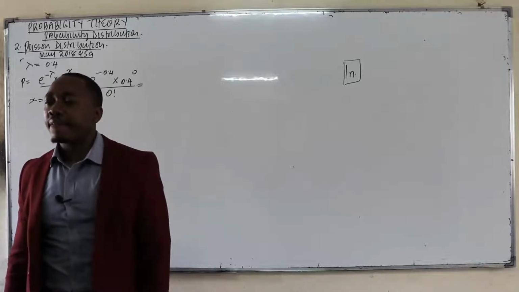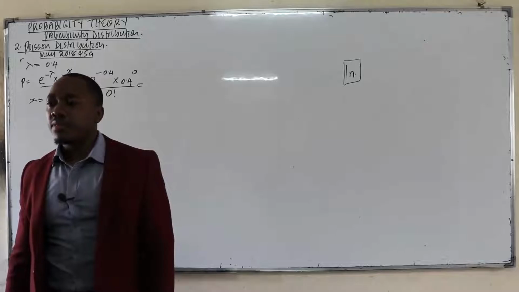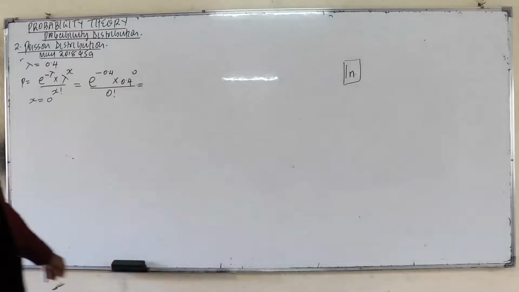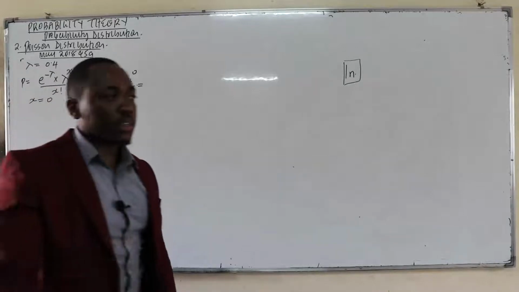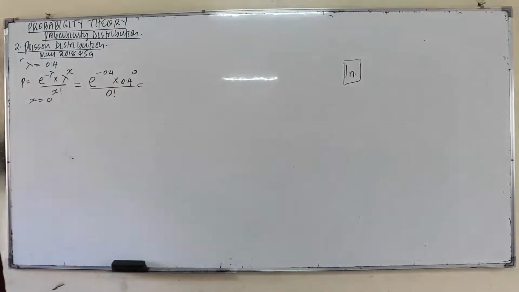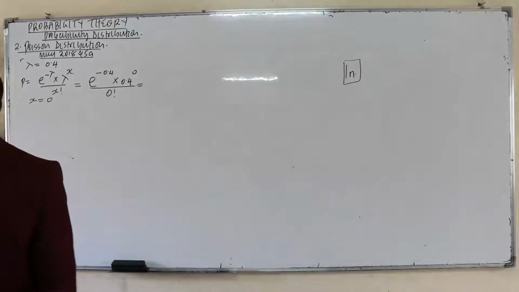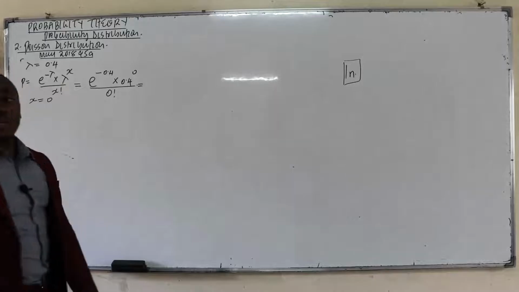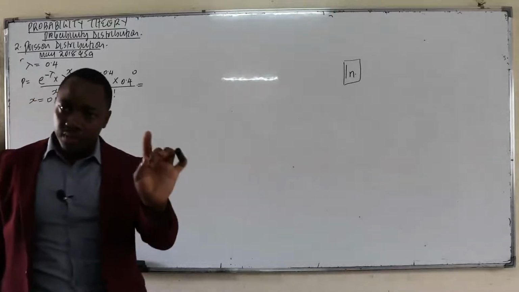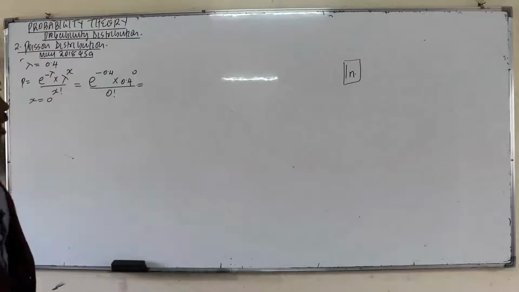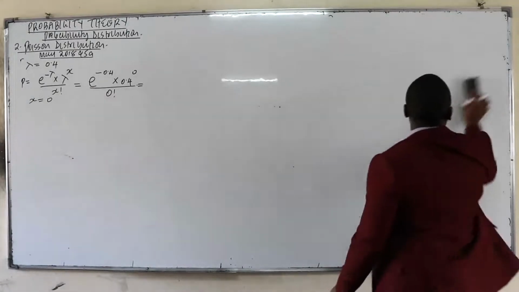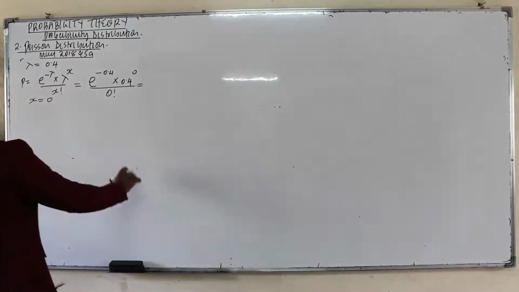Let's repeat again. Press on. Press shift, then you press this natural log, ln. Then negative 0.4, don't write this power, just write negative 0.4 equals. You multiply by 0.4 raised to power 0, divided by 0 factorial. We have said that for 0 factorial, you press 0, then shift and the button below shift. That's where the factorial is. Equals, what do you get? Good.